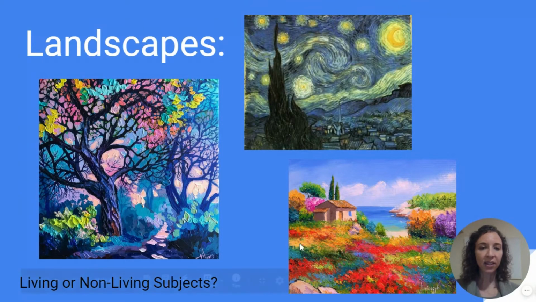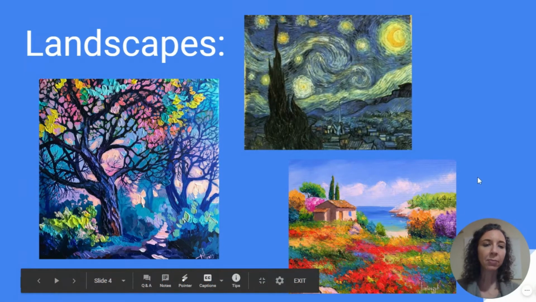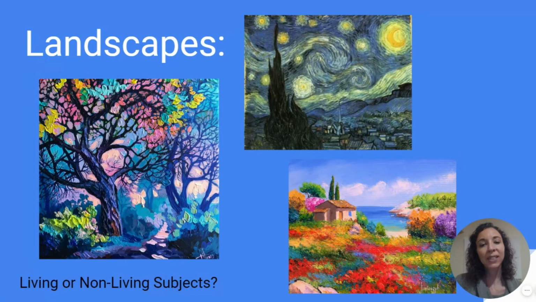Next, let's take a look at this artwork at the bottom that's brightly colored. We see a little house by the water and lots of flowers. Oh, it's so rich with color. So the flowers, are those living things or non-living things? Think about it in your mind. How about the water? Is water living or non-living? Or the house, living or non-living? I want you to think about your answers in your mind.